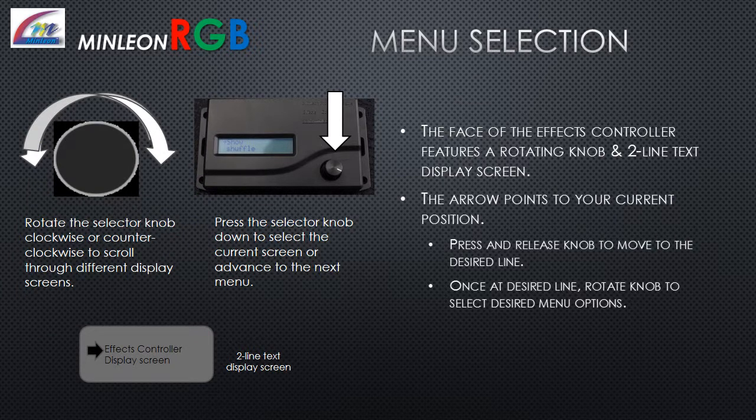Menu selection. The face of the effects controller features a rotating knob and 2-line text display screen. The arrow points to your current position. Press and release the knob to move to the desired line. Once at the desired line, rotate the knob to select the desired menu options.